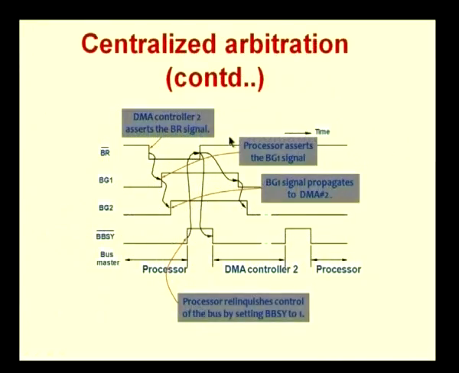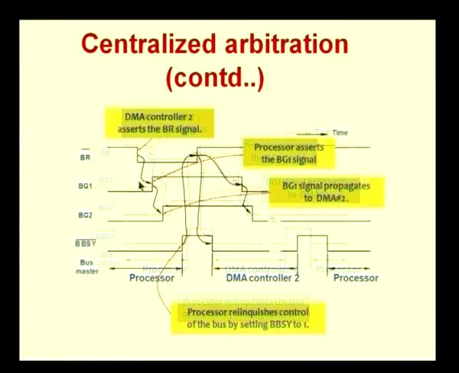There is a series of control signals and a sequence in which these different operations would typically take place. If you look at the sequence of events for this bus arbitration, we can understand it from the timing diagram that we have here.